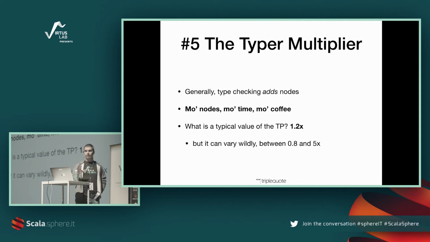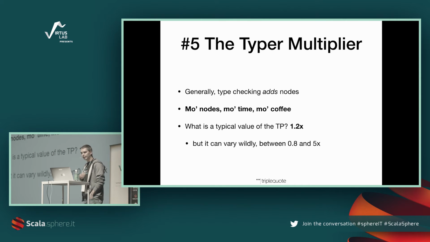A typical value of this factor, the multiplier, is 1.2, so roughly 20% more AST nodes. But it can vary wildly. So I've seen projects with 5x, and surprisingly, it wasn't always just type classes and macros. One feature that adds a lot is pattern matching. So if you were here at Krzysztof's talk about bytecode and performance, pattern matching showed up as a relatively slow construct in Scala. Surprisingly, it's also a little bit slow to compile pattern matching.